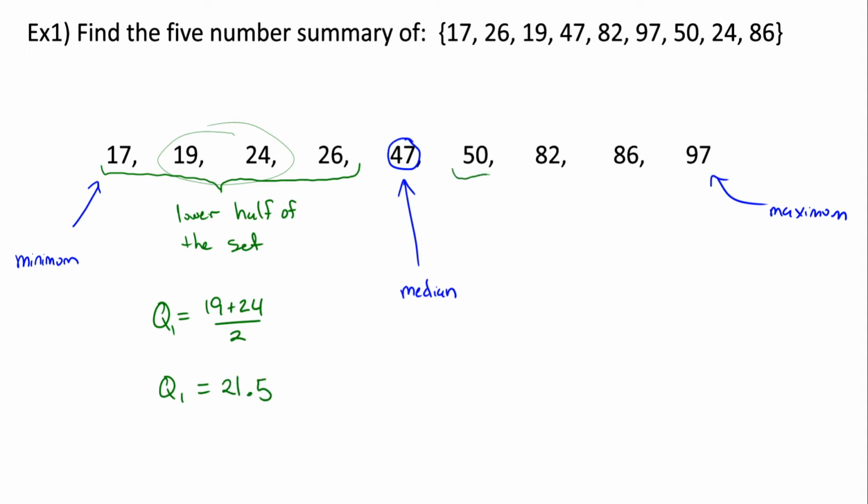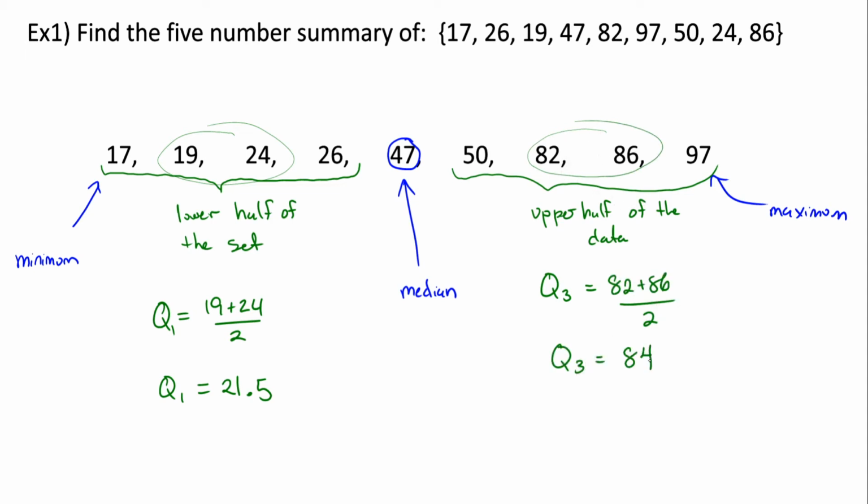Similar for Q3. We want to find the median of the upper half of the data, which is all of the values that fall above the median. So our middle values here are 82 and 86, so our median would be the average of those two. So we see here Q3 is equal to 84.